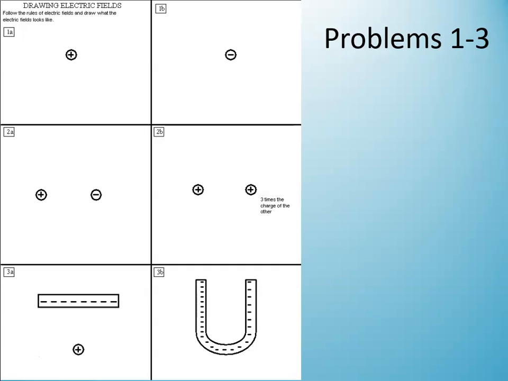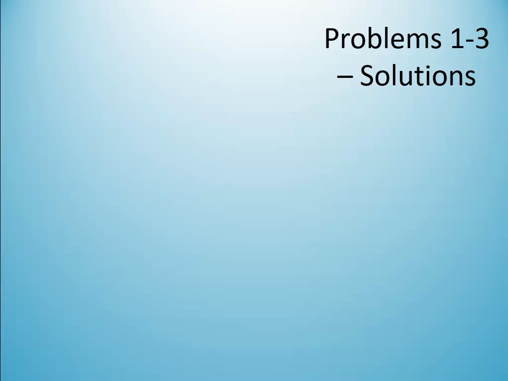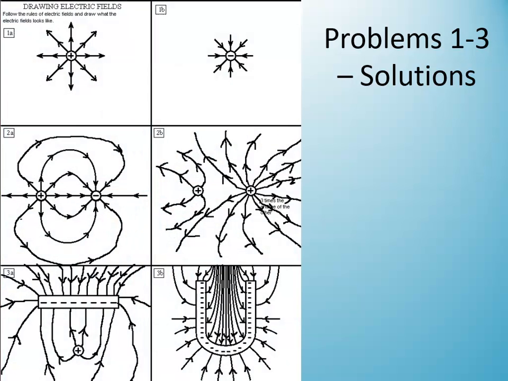So in the first problem, it was actually the first three problems, it was about drawing electric fields due to charges or charge distributions, and we have a positive charge in 1A and a negative charge in 1B. In 2A we have two equal magnitude oppositely charged particles, and in 2B we have two positively charged particles where one of them has 3 times the amount of charge as the other. In 3A we have a negative bar of charge, and in 3B that has been wound into a U. So your answers should end up being something like this.